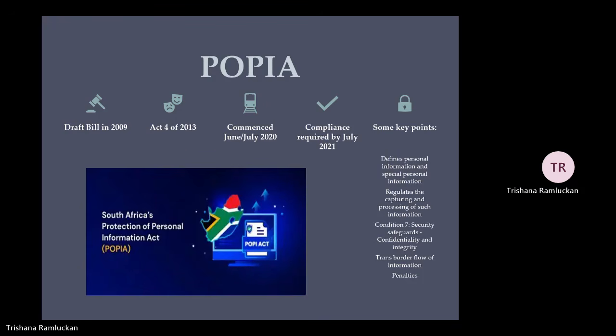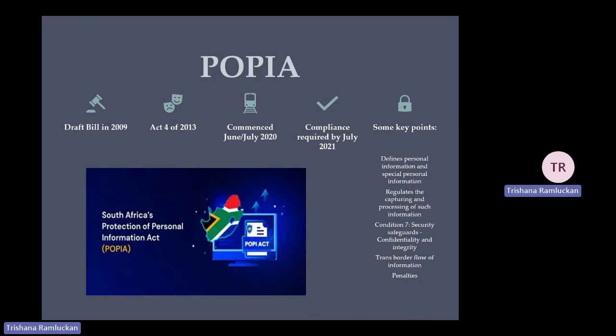So this is POPIA, which is your Protection of Personal Information Act. The draft bill came in 2009. Act 4 of 2013, but it only commenced in June or July of 2020, and compliance was required by July 2021.